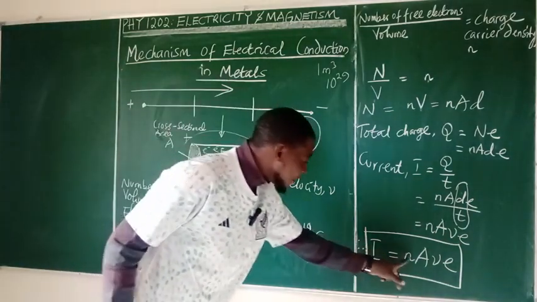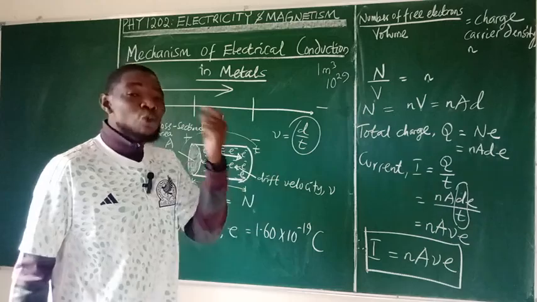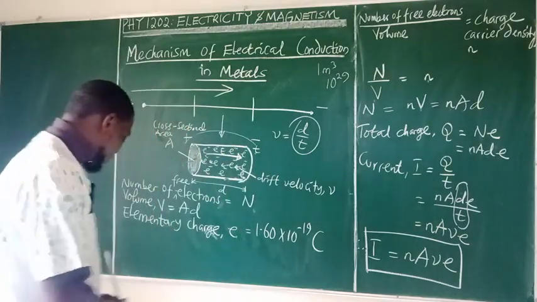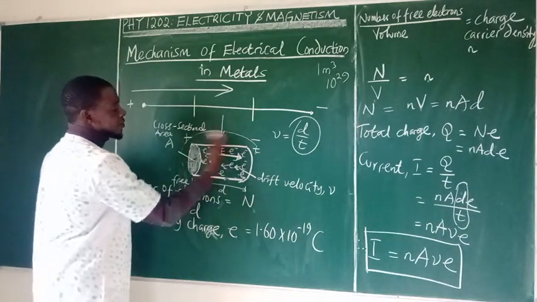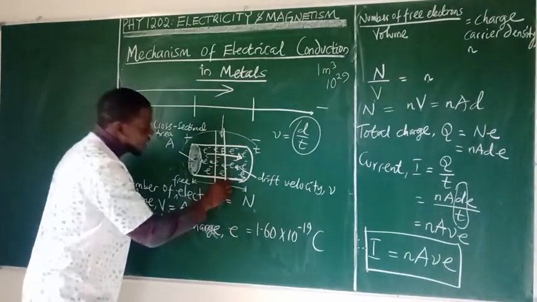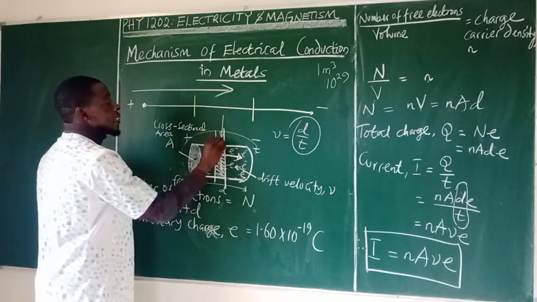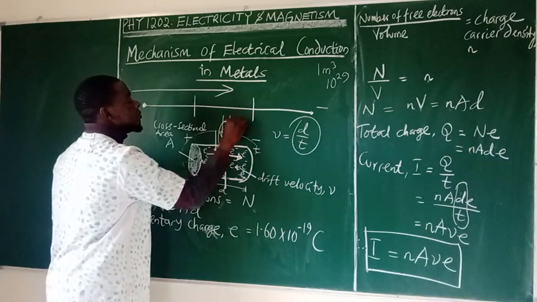Where this n, as we said, is the number of electrons in 1 meter cube of the material. If this is the material, let's say I cut 1 meter, this portion that I have just cut off has a volume of 1 meter cube.